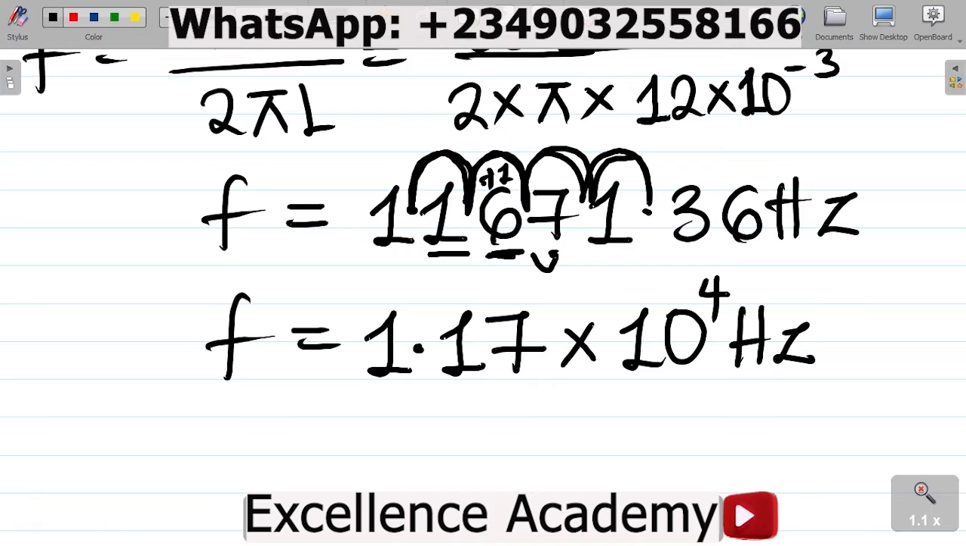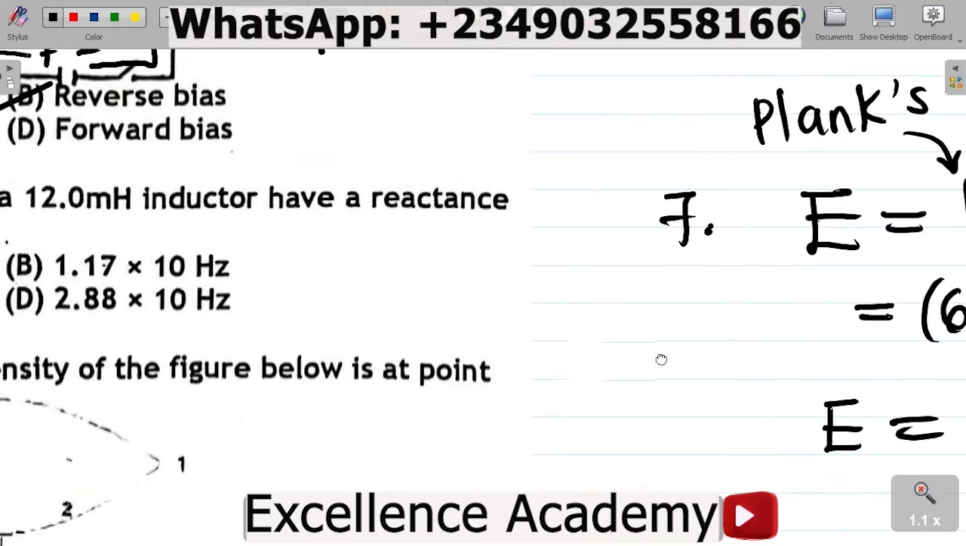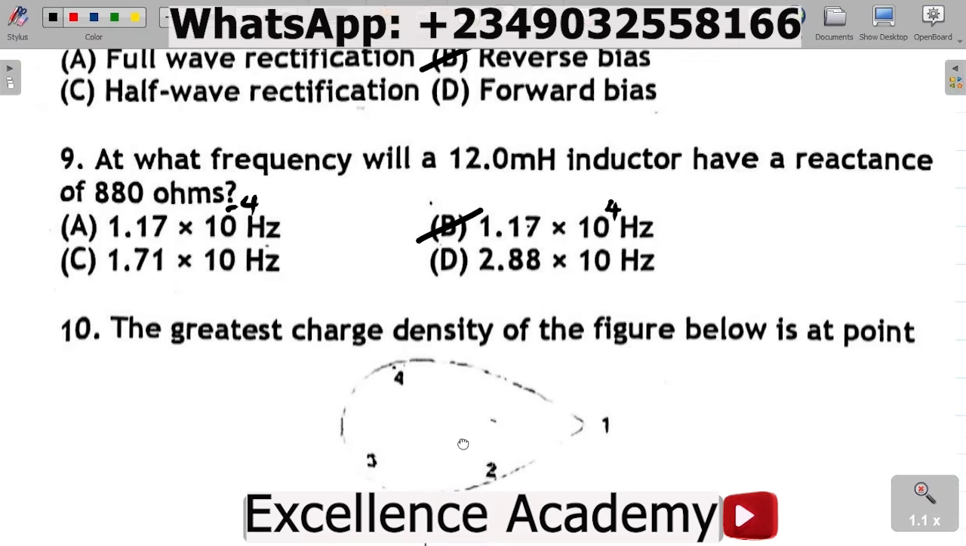All right. So let's see if you have 1.17 times 10 to the power 4 hertz. Let's see if you have that option. All right, so there's 1.17 times 10. There's no power there. Again, a typo error. So we'll pick any of the options we deem fit. Let's take B, 1.17 times 10 to the power 4. You could have minus 4 here, so we're taking the one that has 4, which is B. So that's the correct answer to this question.